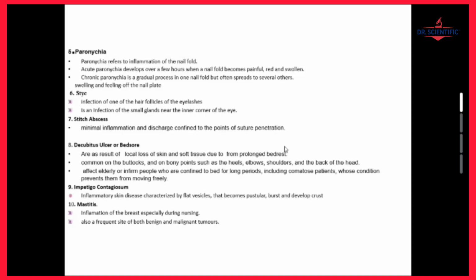We have stye, an infection of one of the hair follicles of the eyelashes, which is also because of this Staphylococcus genus. It's an infection of small glands near the inner corner of the eye. You remember those small pimple-like things that get swollen on the edges of the eyelashes, especially at the corner of the eye? That's what we call the stye, and it's a bacterial infection of the Staphylococcus group.